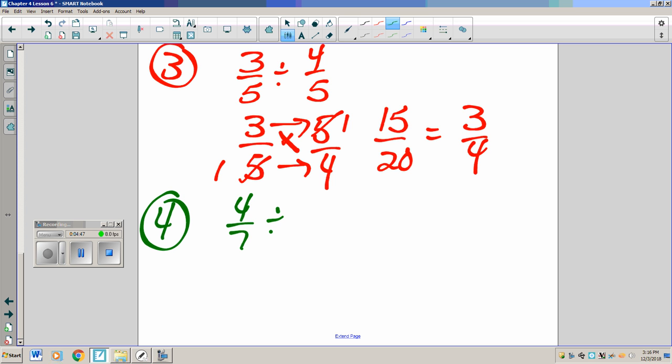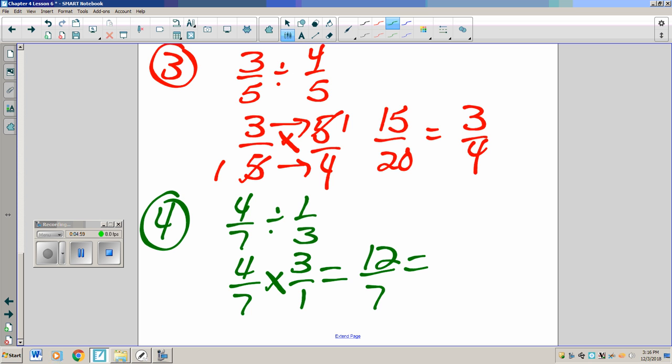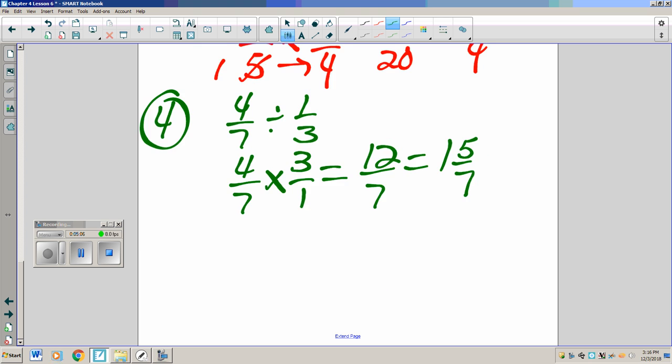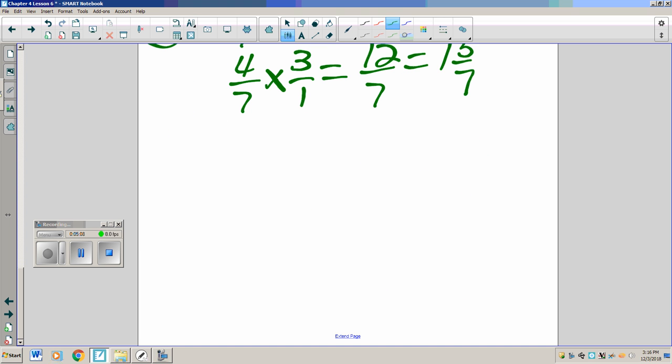4/7 divided by 1/3. 4/7 times 3/1. Multiply. 12/7. Simplify. 1 and 5/7. Two more problems. This is as hard as it gets for dividing fractions.